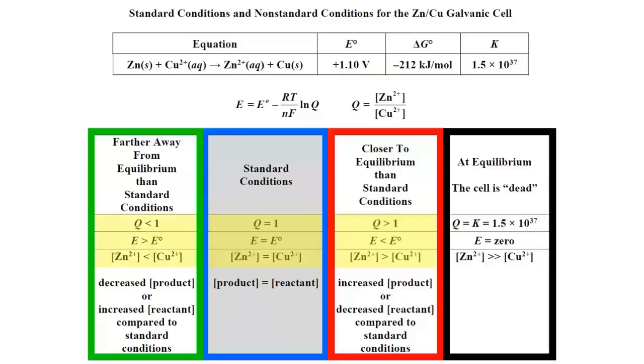Well, what if Q is less than 1? If Q is less than 1, it means we have either a smaller amount of product because something was changed, or we have a greater amount of reactant because something was changed. So compared to standard conditions, if Q is less than 1, it means we have less of the product or more of the reactant as compared to standard conditions. So hopefully this table summarizes the non-standard conditions compared with the standard conditions.